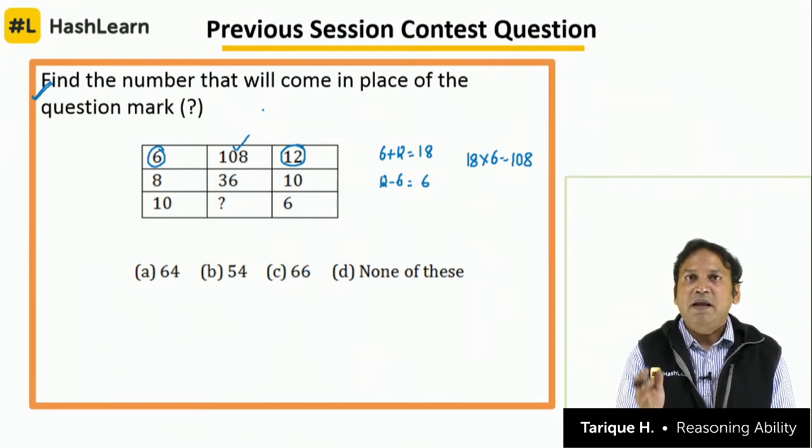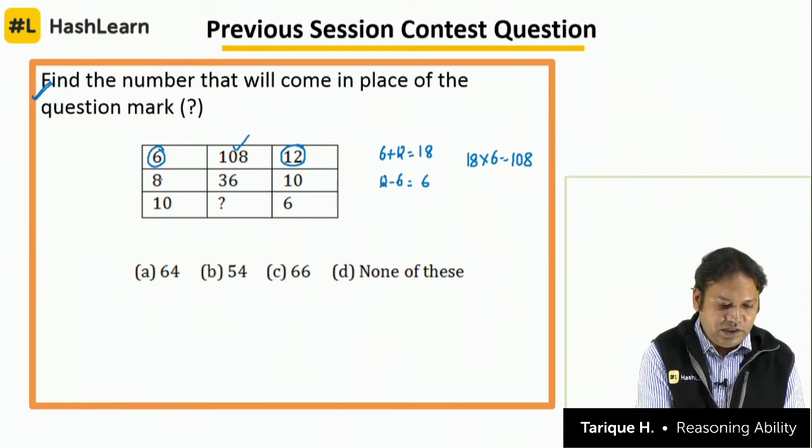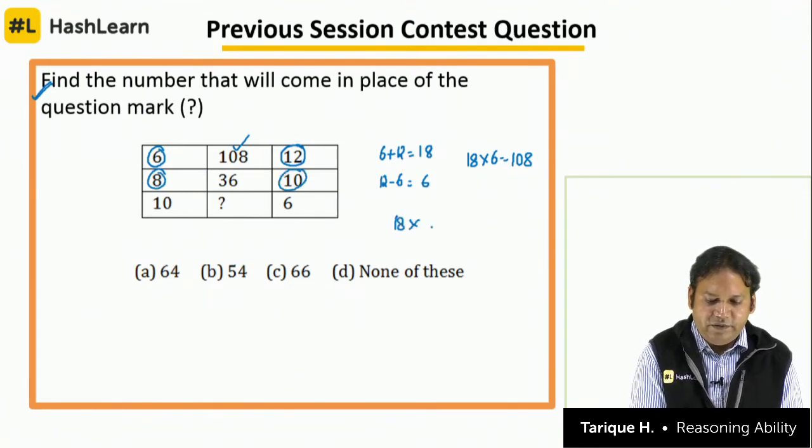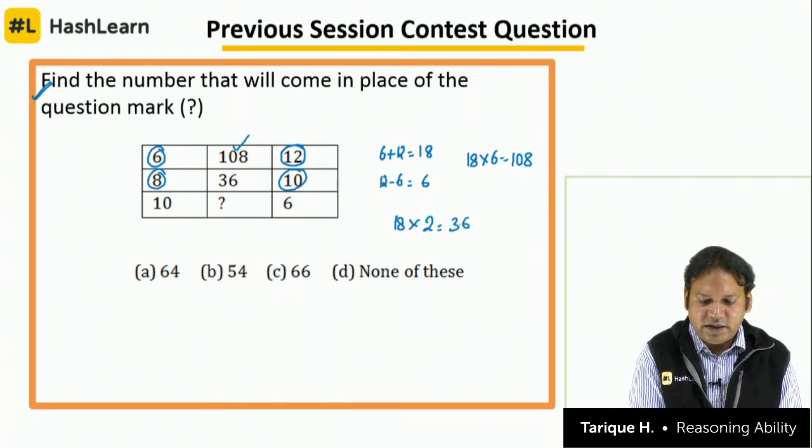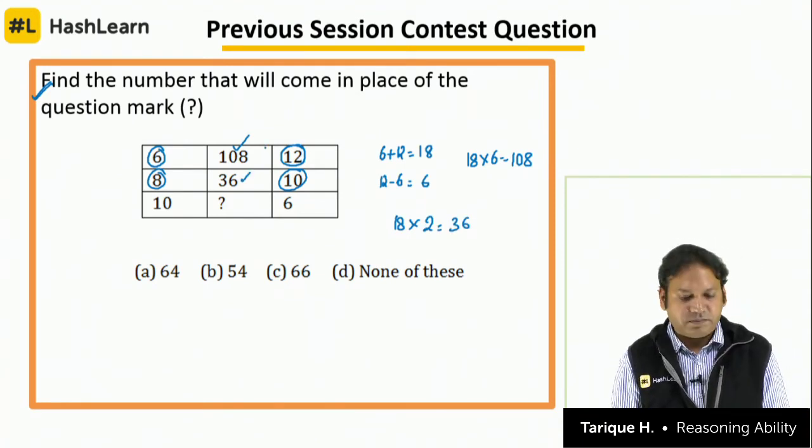Sum and difference. Sum of the first and last number. So again you see here 8 plus 10 is 18, and 10 and 8 difference is how much? 2. So the answer is 36. That is how we get this second number here.